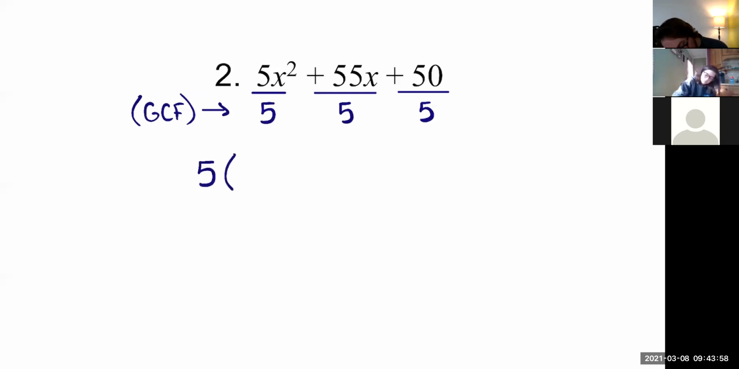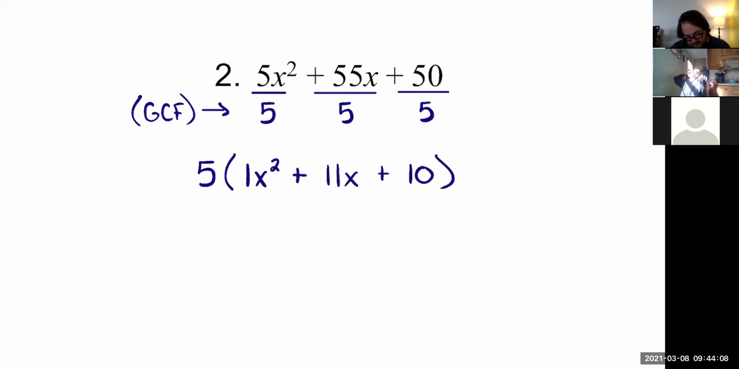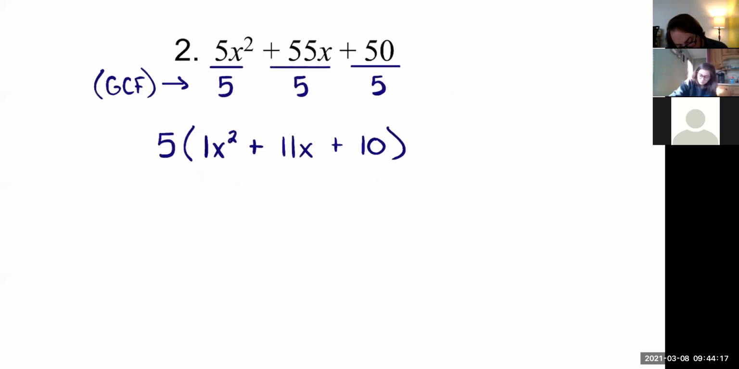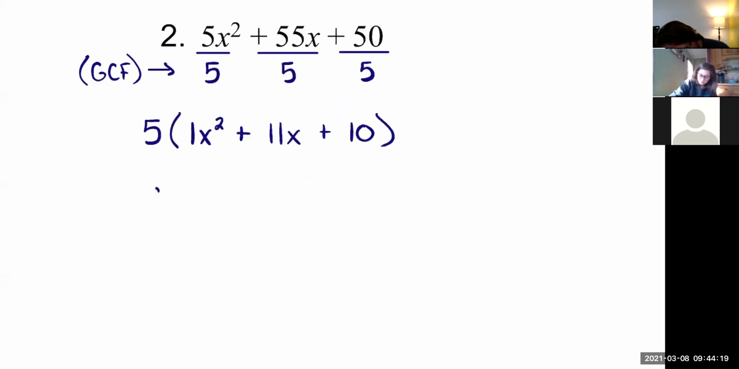And when we divide it out, it looks like we're going to get a 1x squared plus 11x plus 10. And with that aside, now my A, B, and C are significantly smaller to then jump into the asterisk method. So what's my A now? 1. B is 11. C is 10.